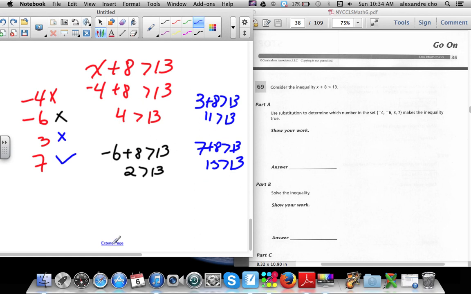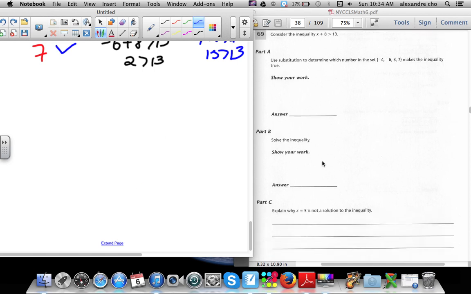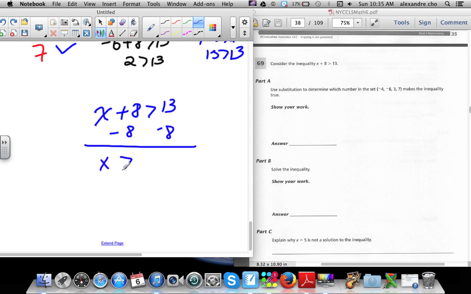B, solve the inequality. That you definitely didn't do, but I'll do it anyway for those who actually attempt it. Solving the inequality is not much different than solving an equation. Subtract 8 from both sides, and you get x is greater than 5. So that's the solution to my problem. I am going to plot this.